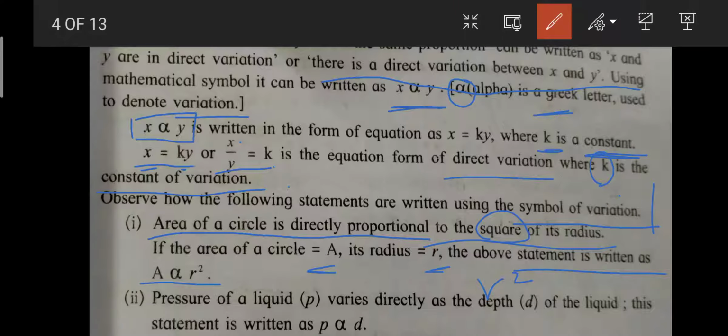Okay, so this is how we have to write. Now based on this we will do our first exercise. और यहाँ पे हम K को भी solve करेंगे. What is K? K is a constant of variation. So in this first exercise we are going to solve about this, how to write down in the symbolic way and how to find out the K.